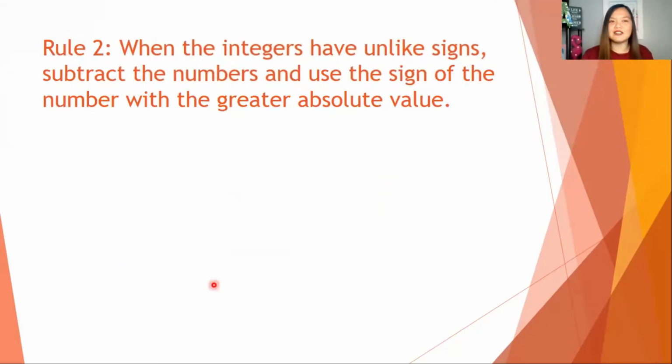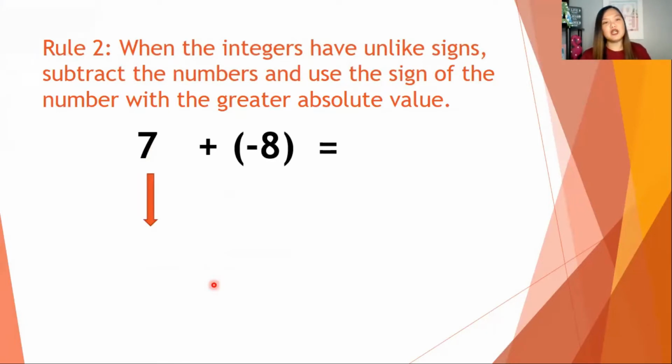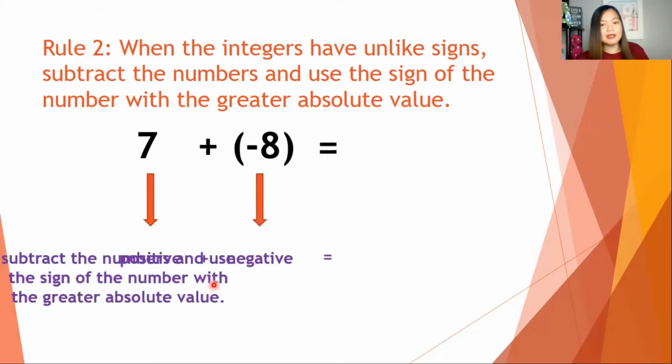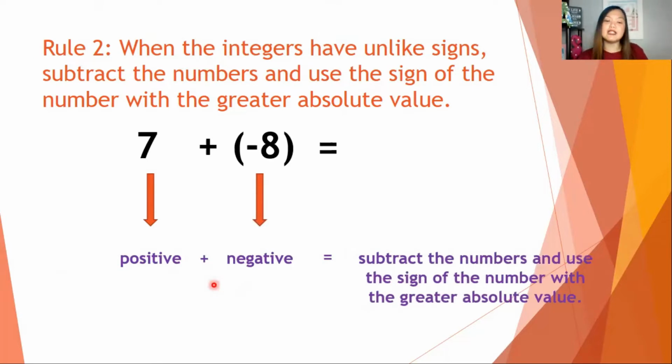So, let's have the next rule. 7 plus negative 8, you have this one now. Take note, they do not have the same sign. 7 is a positive number and 8 is a negative number. So, it says here, if they are not the same, subtract the numbers, then use the sign of the number with greater absolute value. Which of them is greater when it comes to absolute value?